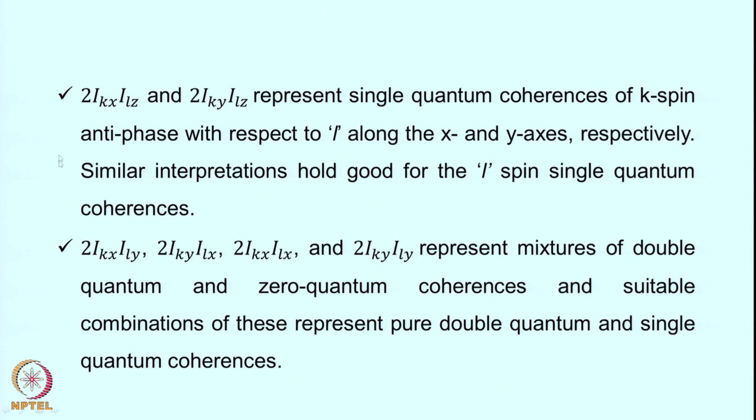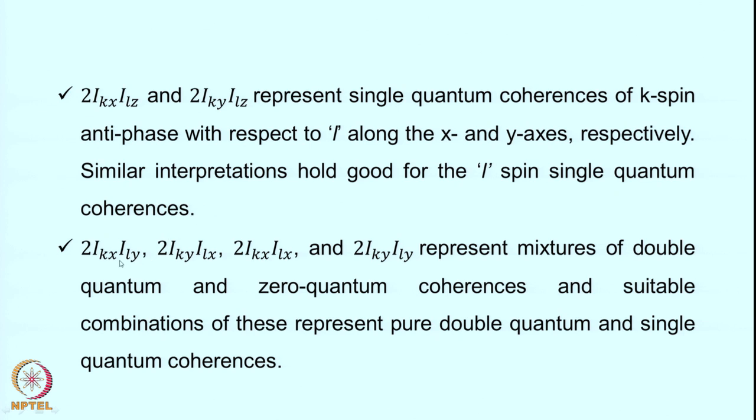And now we saw today that 2IKX ILZ and 2IKY ILZ represent single quantum coherences of K spin antiphase with respect to L, along the X and Y axis. Notice once again the KX LZ and KY LZ. Therefore, they are both K magnetizations antiphase with respect to the spin L, because that is in the Z, but these represent the real and imaginary components, or the X and Y axis respectively. Similar interpretations hold good for the L spin single quantum coherences. For instance, ILX IKZ and ILY IKZ would represent the L spin single quantum coherences.